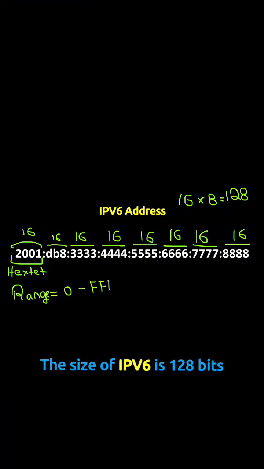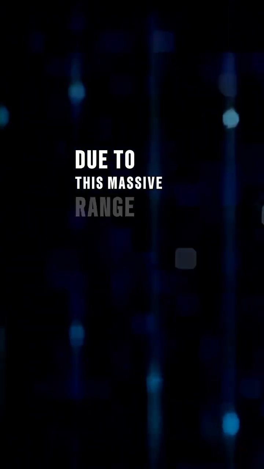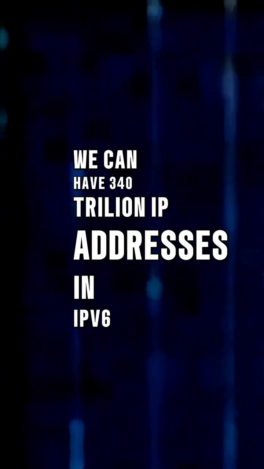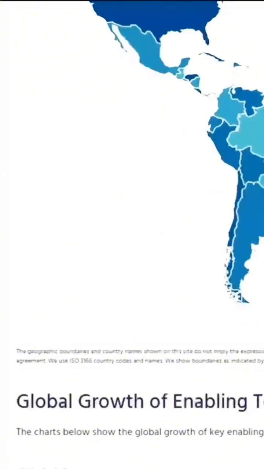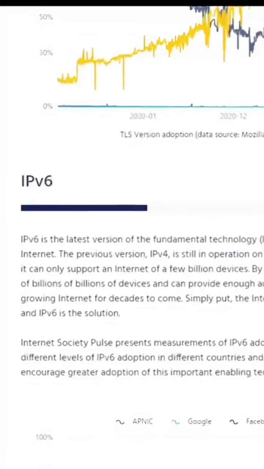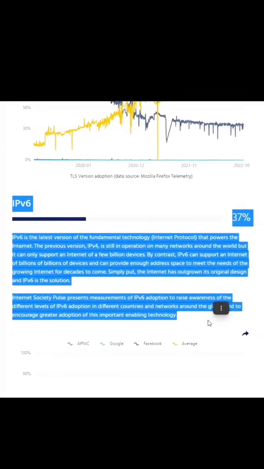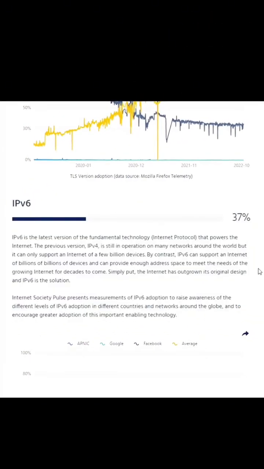The range of every hextet here is from 0 to FFFF. If we convert FFFF from hexadecimal to decimal, the value will be 65,535. So every hextet ranges from 0 to 65,535, whereas the IPv4 octet ranges from 0 to 255. Due to this massive range of every hextet, we can have 340 undecillion IP addresses in IPv6. Even though IPv6 was launched in 1995 and is better than IPv4 in many aspects, approximately only 37% of the internet uses IPv6 today.